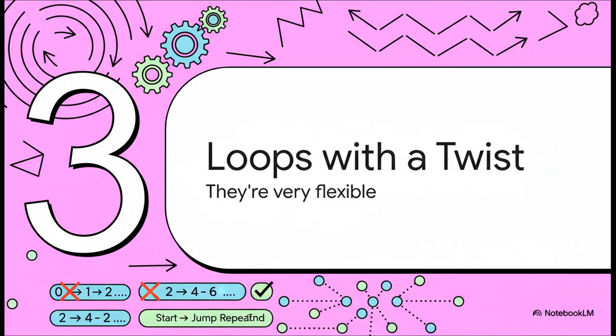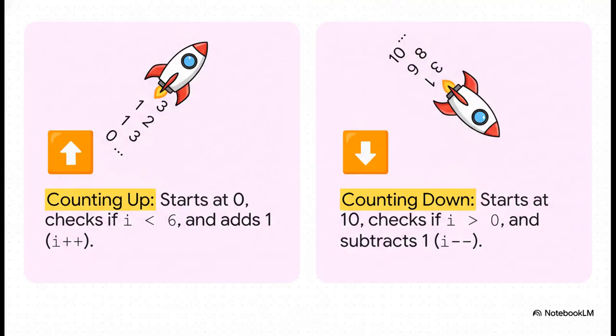But it doesn't just stop there. Loops are way more than just simple counters. There are these incredibly flexible tools that you can customize to repeat in all sorts of clever ways. For a perfect example, what about counting down? Easy. We just flip the script on those 3 core parts. We can start our counter high, say at 10. We change the condition to run as long as the counter is greater than 0. And then, instead of adding 1, we just subtract 1 each time.